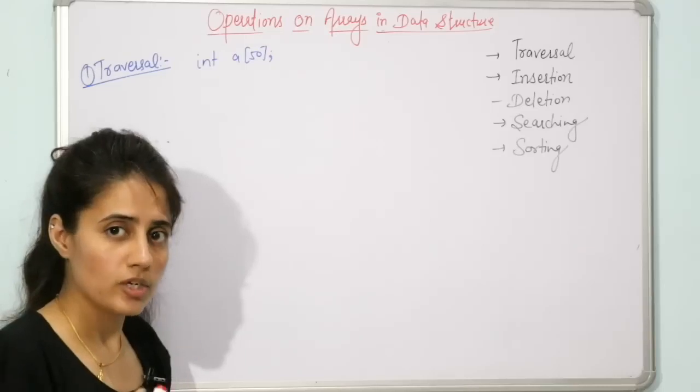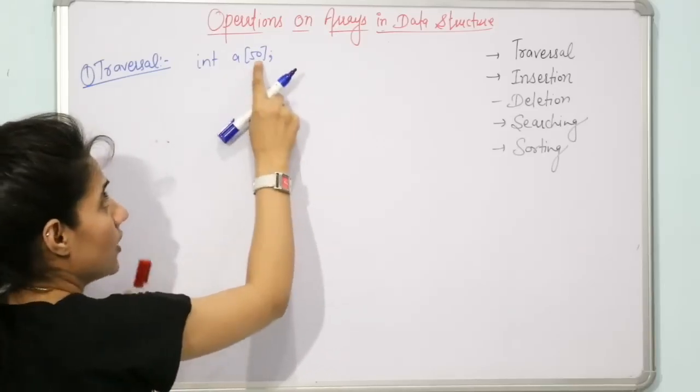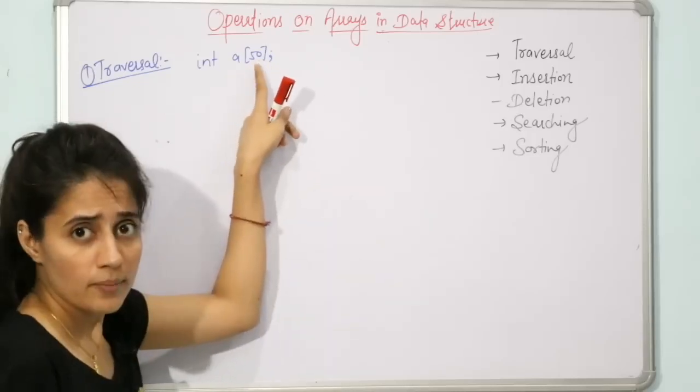Now what is that bound checking? I will discuss it later. So I have declared an array of size 50. Now how many bytes would be allocated by the memory manager?